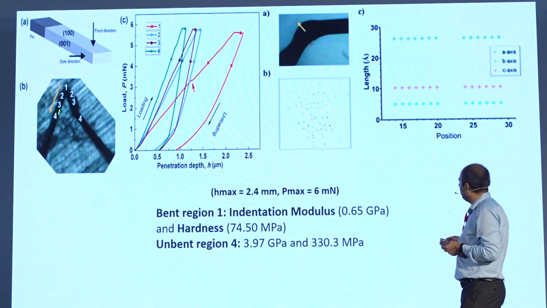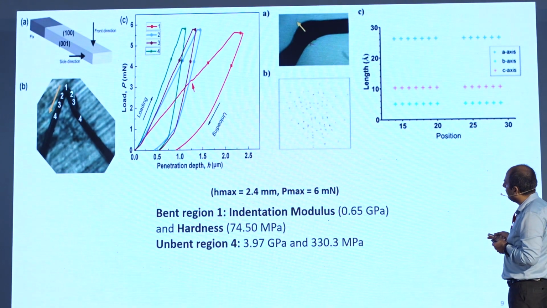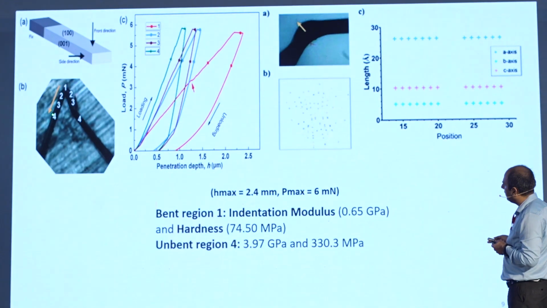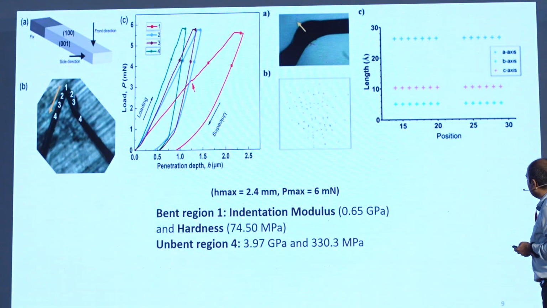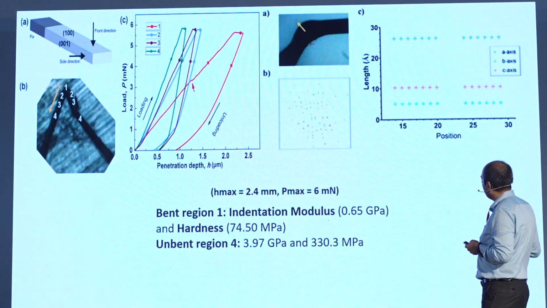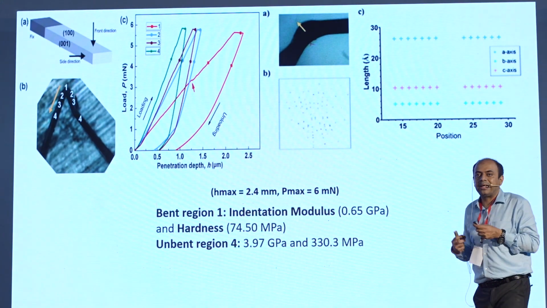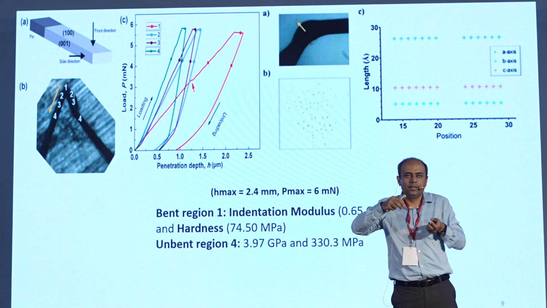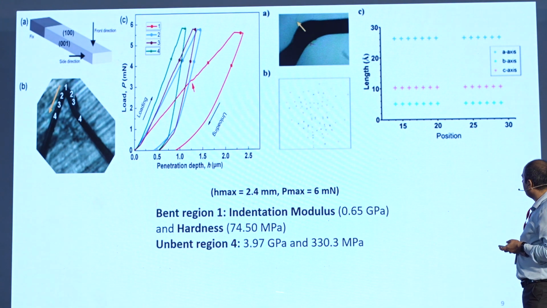We did two sets of experiments. One is that we did nanoindentation, where we look at the modulus values at the bent region compared to the unbent region. So you can see these are the nanoindentation responses, and you can see that the indentation modulus at the bent region is very low compared to the unbent region, and the same is true for the hardness. So that tells you that your mechanical property is modified at the bent region, where the material becomes very soft compared to that of the unbent region.